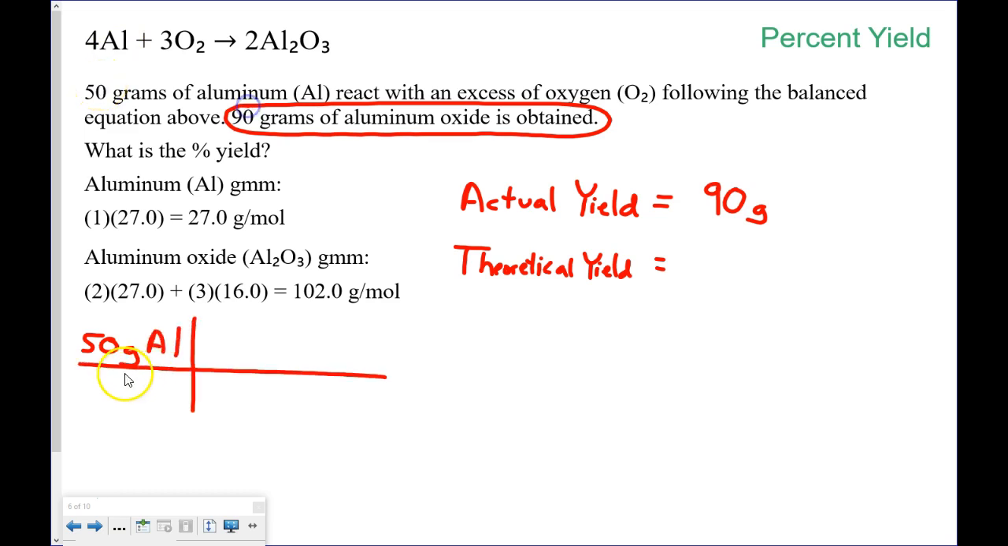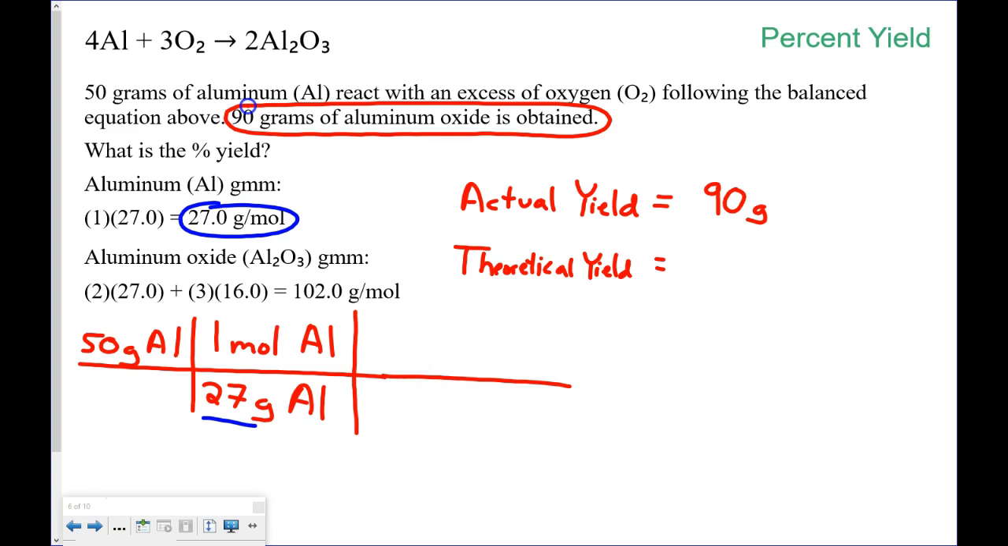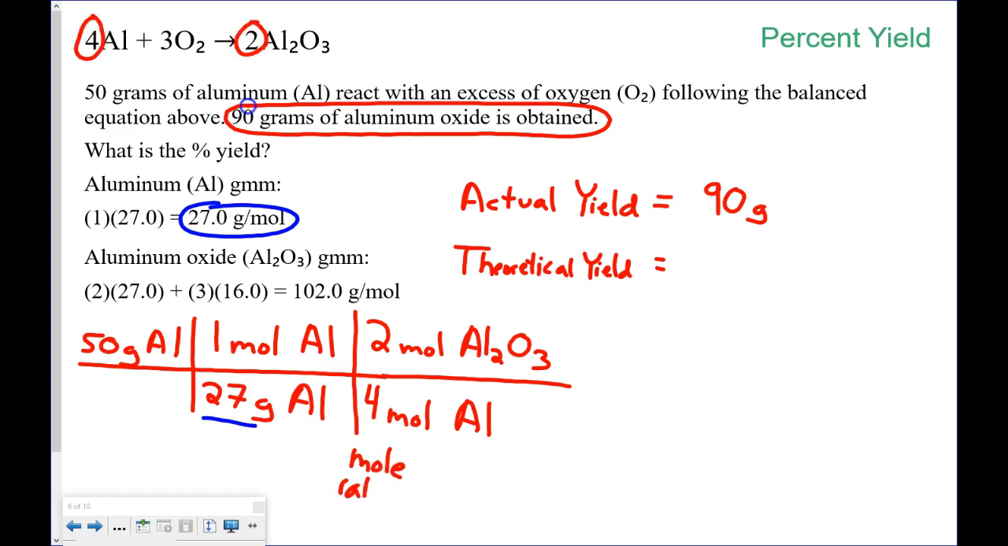So first thing I need to do is convert that aluminum from grams into moles. To do that, I'm going to use the gram molecular mass of aluminum, where 1 mole is equal to 27 grams of aluminum. Now, after I've converted it to that, I need to convert that into aluminum oxide. So I'm going to use my mole ratio of 4 moles of aluminum and 2 moles of aluminum oxide there. That I'm going to get from the coefficients.